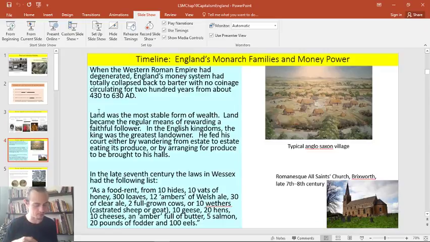So before this, Zarlenga jumps back before the 1500s to talk about the English monetary background. England had two advantages over continental Europe. It was isolated, which kind of gave it a certain sovereignty. And when the Western Empire had degenerated, England's money system had totally collapsed back to barter, with no coinage circulating for 200 years, from about 430 to 630 AD.